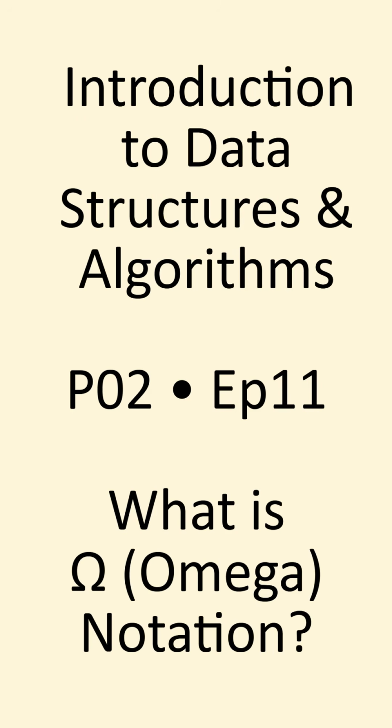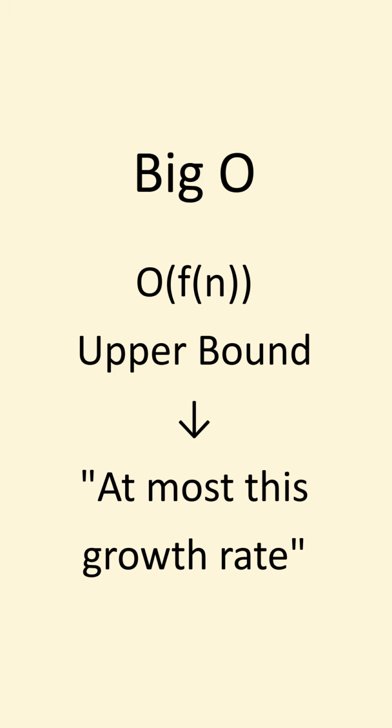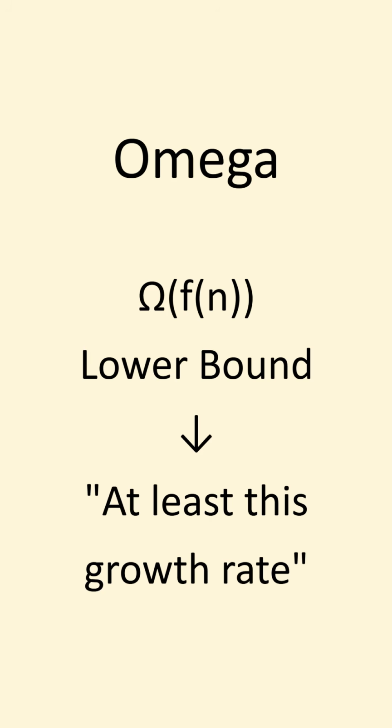Today let's understand omega notation, written with the Greek symbol omega. You already know big O. It describes an upper bound on how an algorithm's work grows. Omega describes a lower bound. It tells us that an algorithm requires at least a certain rate of growth asymptotically.